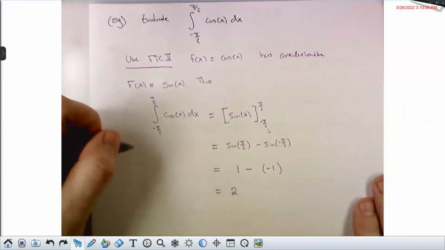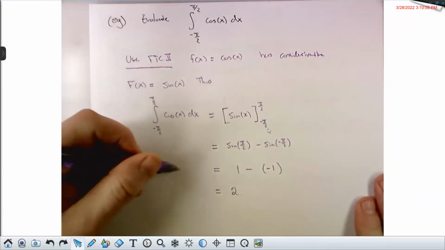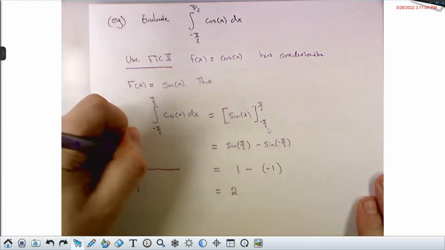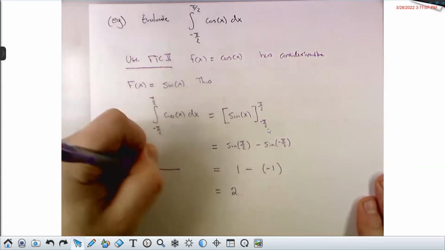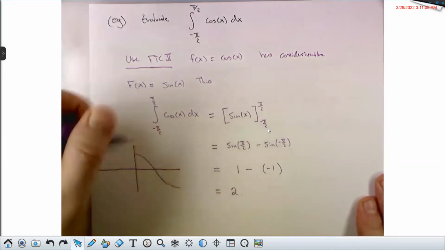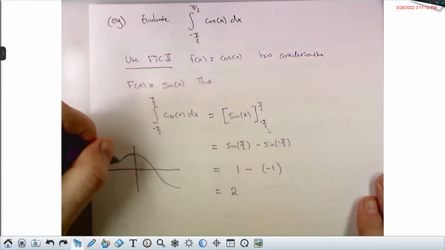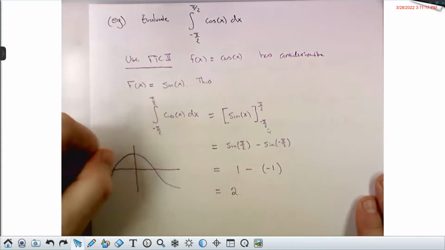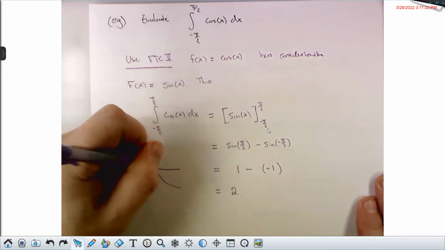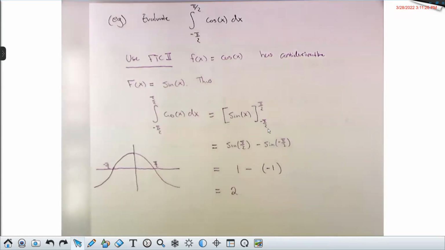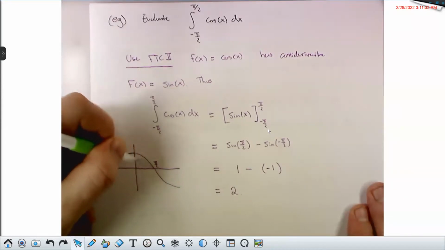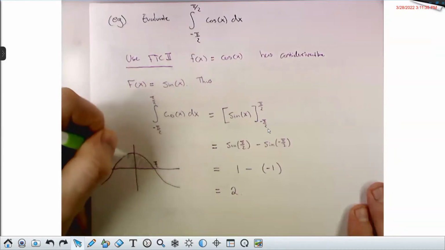And of course, we can interpret this in terms of areas as well. The cosine function looks like this. Negative pi over 2 happens to be right here. Positive pi over 2 happens to be right here. So we just found the area of this region right here.